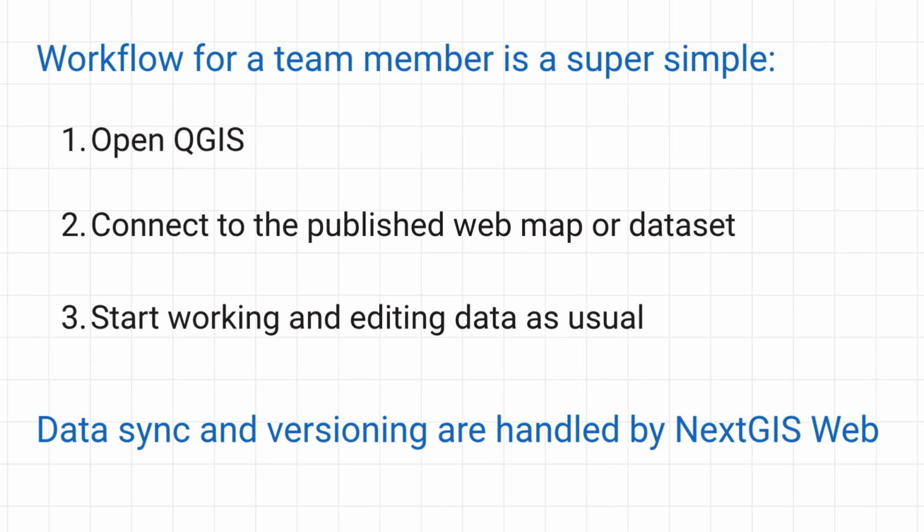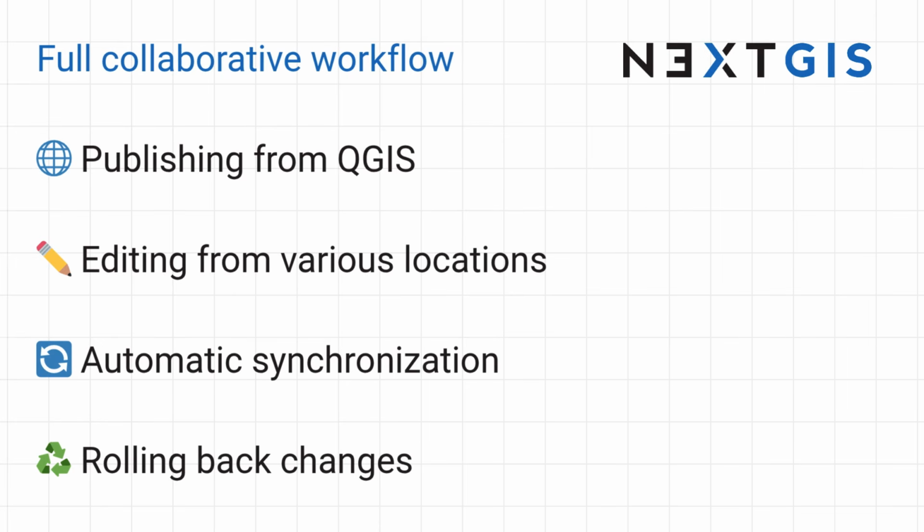This covers the full collaborative workflow: publishing from QGIS, editing in the field or at the desk, automatic synchronization, and rolling back changes when something goes wrong. Everything your team needs to work on the same dataset without stepping on each other's toes.